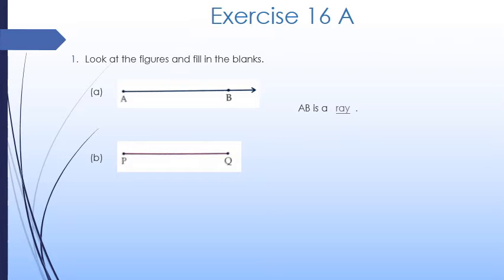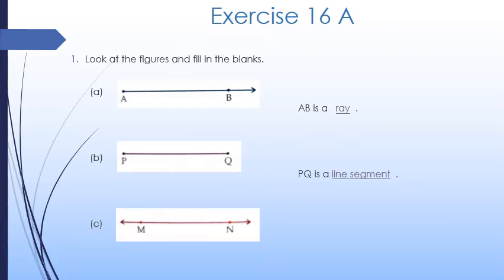Now see the B. Here you can see that it has two fixed endpoints, point P and point Q. So children, what is it? It is a line segment, right? So PQ is a dash, that is what you will write in the blank. PQ is a line segment.